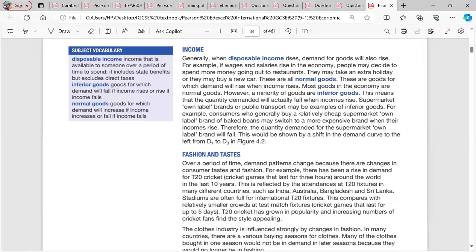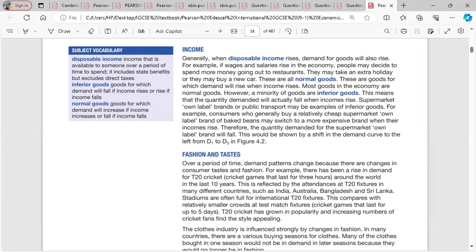Income. We talked about income already, so it's still the same. Income, they said, disposable income rises, demand for goods will also rise. For example, for normal goods and inferior goods, that's what they are talking about here. So if income level increases, like we said earlier, that means your disposable income increases.